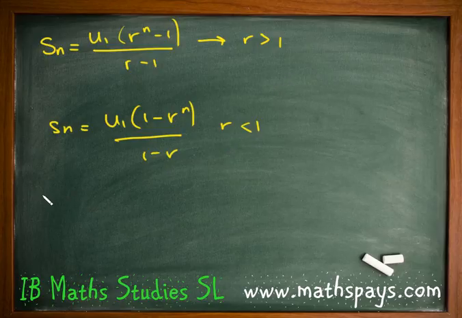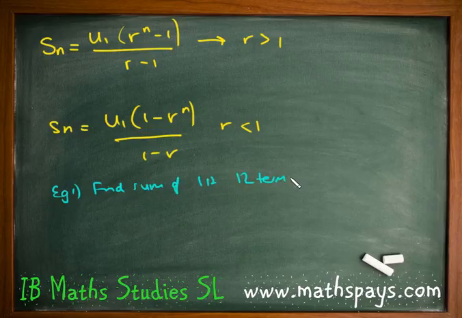For the most part, like you've seen, the questions are generally pretty straightforward. So example 1, we might find the sum of the first 12 terms of this GP. Let's say we'll do 2, add 6, add 18, add 54, add, and so on. Okay, that's my question.